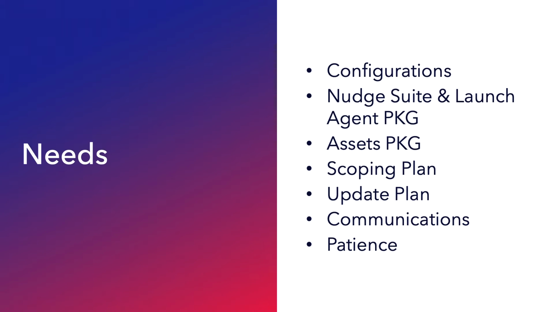Scoping, so who do I nudge and how do I nudge? An update plan, so a little bit of that scoping, but also a strategy on how we're going to do that. Communications, the thing that usually gets left out, I find sometimes with updating, is you'll get a generic email, but we'll go into how we can add to that. And then patience, because Nudge requires patience on both sides of the project.